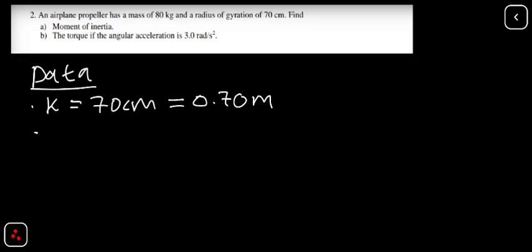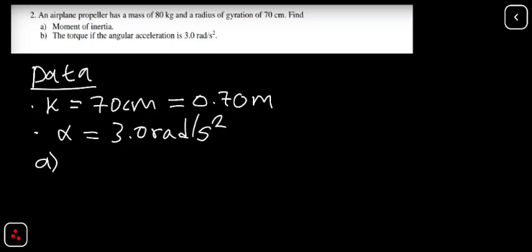Now the next thing we've been given is the angular acceleration, which is alpha. Alpha is equal to 3.0 rad per second squared. Okay, so now the first question, question A, they want us to calculate the moment of inertia.